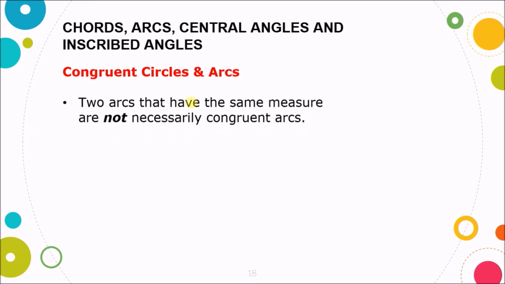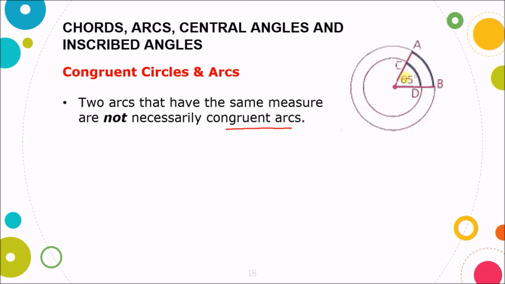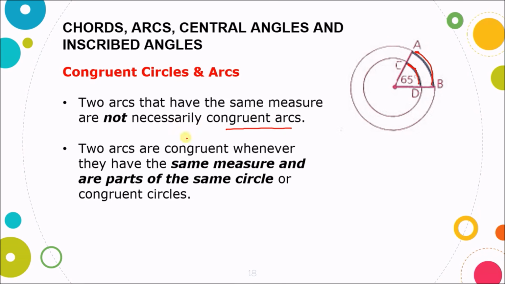How about congruent circles and arcs? Two arcs that have the same measure are not necessarily congruent in arcs, but when it comes to their degree measure, they are congruent. Medyo sounds confusing. Subukan natin. 65 degrees ito when it comes to degree measurement. 65 degrees din dito when it comes to degree measurement. But when it comes to length of the arc, that is to be discussed for the next discussion natin sa mga susunod na araw.